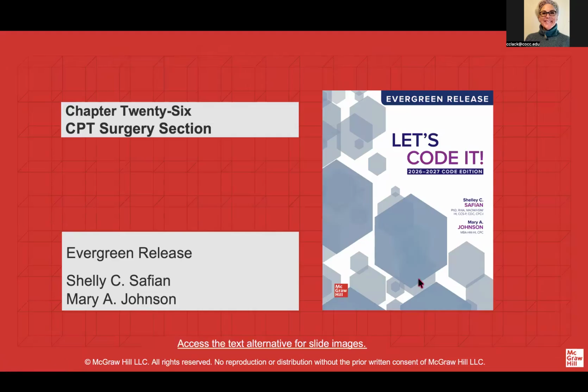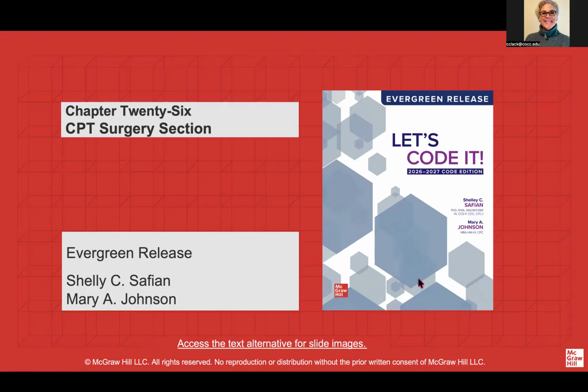Welcome, everyone. Let's get started on chapter 26, CPT surgery section. This is one of the biggest chapters we're going to cover this semester, and honestly, it's one of the most practical ones. And to me, it makes the most sense. If any of you end up working in the surgical center, a physician's office, or even a hospital outpatient coding department, what you learn here is going to come up every single day.